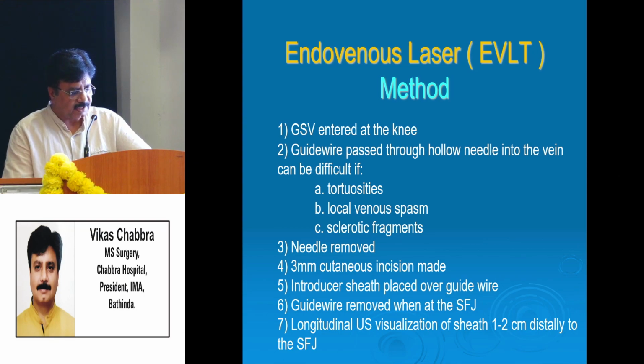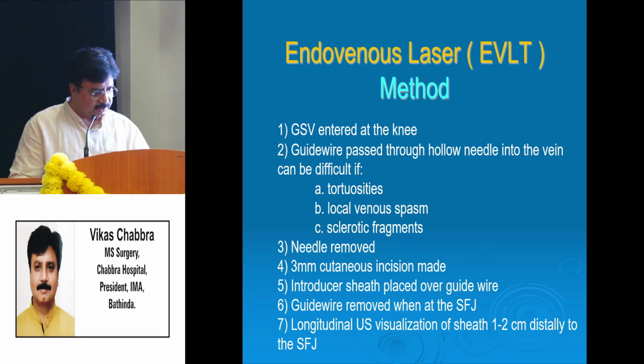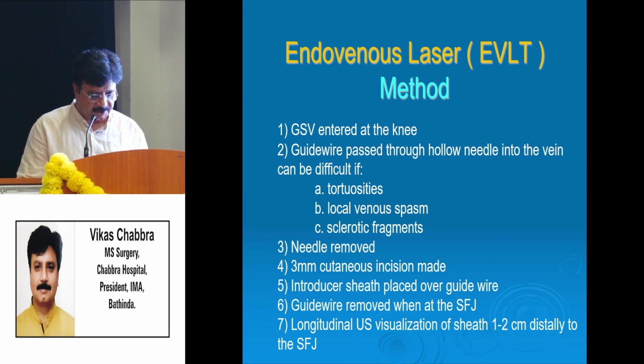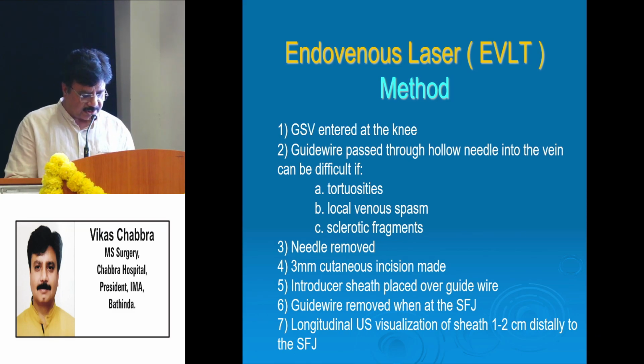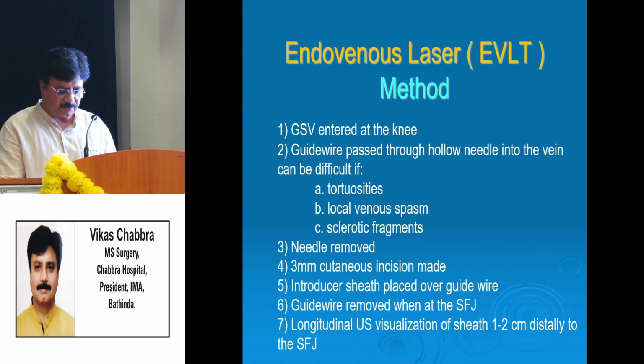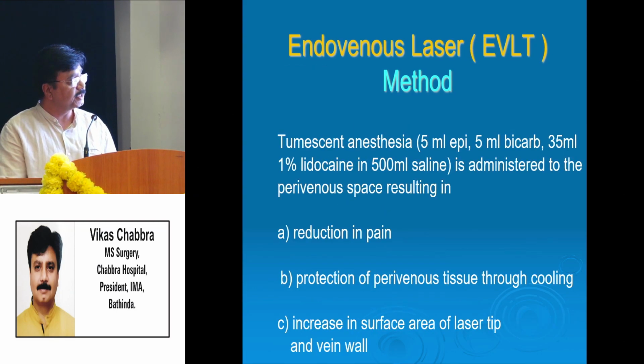Now I will quickly review the method. The GSV is entered at the knee, and a guide wire is passed through the hollow needle. If there is difficulty in the form of tortuosity, local venous spasm, or sclerosing segment, the needle is removed, a 3 mm cutaneous incision is given, and an introducer sheath is placed over the guide wire. When the SFJ is reached, longitudinal ultrasound visualization of the sheath is done, 1 to 2 cm, but we prefer 3 cm distal to the SFJ.